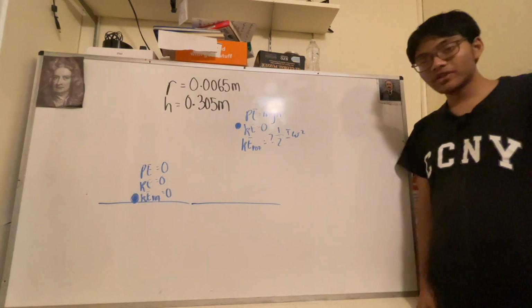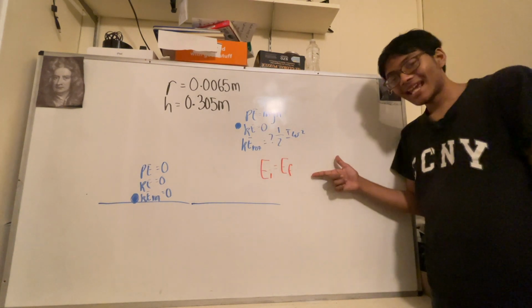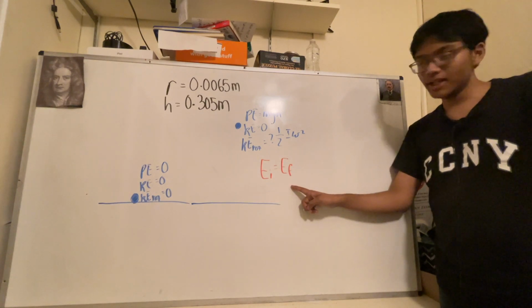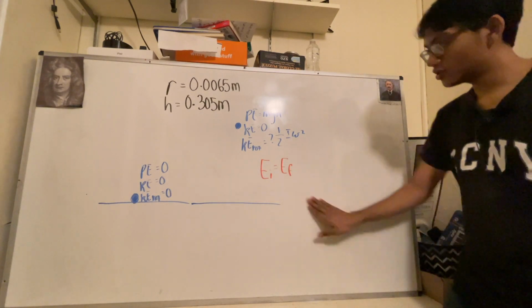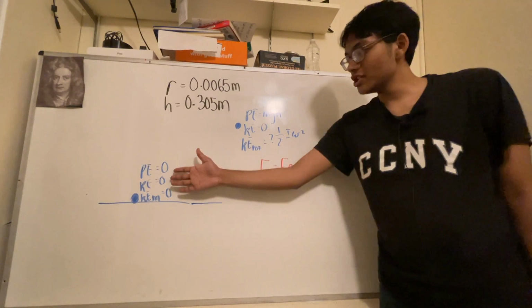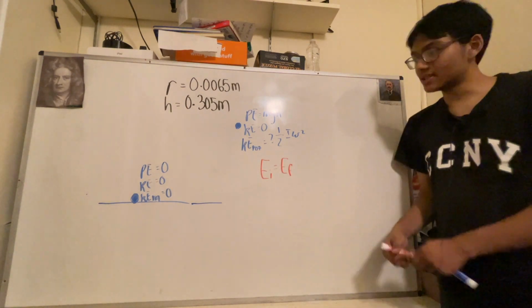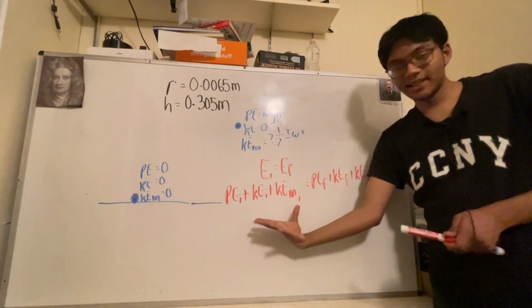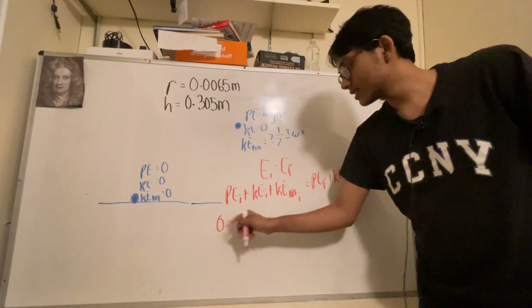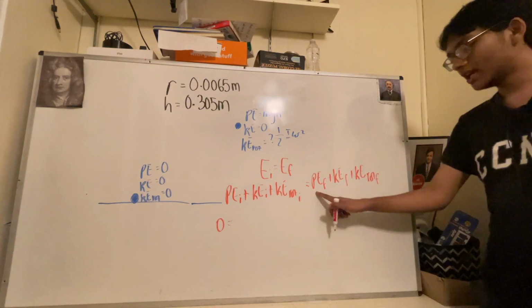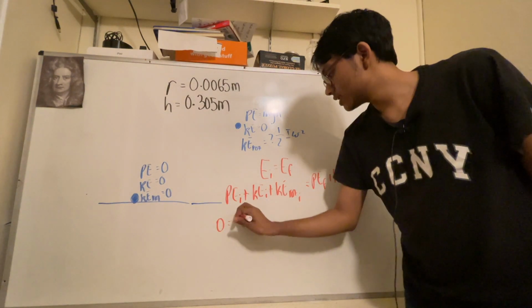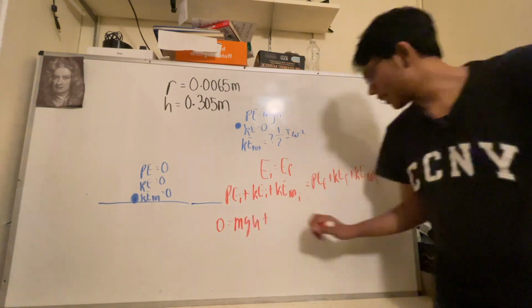Now by conservation of energy, we know that energy initial is equal to energy final. How can we use that to our advantage? Well, we can just set the initial sum of energies equal to the final sum. So we know that all of our energies initially are zero. On the left hand side, we're left with zero. On the right hand side, we have the final potential energy, which is given by mgh.